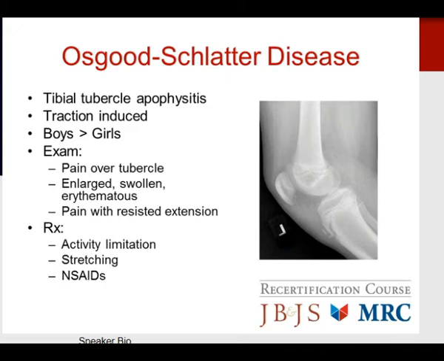quadriceps or hamstring tightness. Radiographs will reveal fragmentation of the tibial tubercle apophysis, and sometimes these patients will be referred for a fracture. However, there's no inciting traumatic event, and they have an intact straight leg raise. The treatment is reassurance, activity limitation, stretching, which is very important, as well as the judicious use of non-steroidal anti-inflammatories.